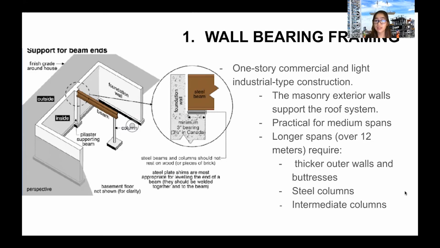For longer spans, over 12 meters, they either require thick outer walls and buttresses to be able to support the beam, since to support the long beam they need thick walls so that it can stand, or steel columns, and lastly, intermediate columns in between these long spans. So it's either one of the three.